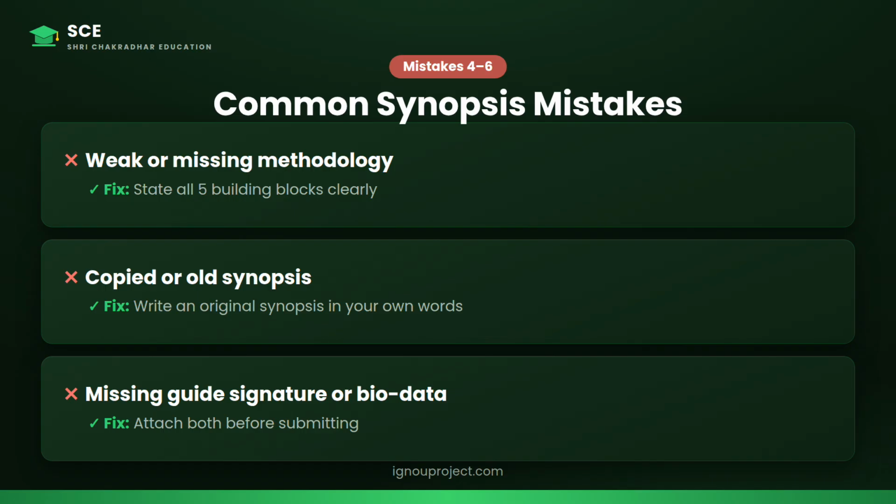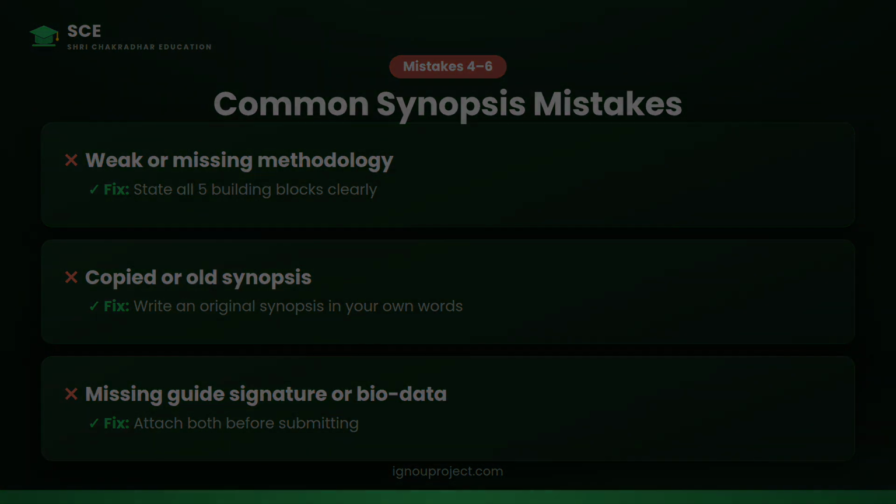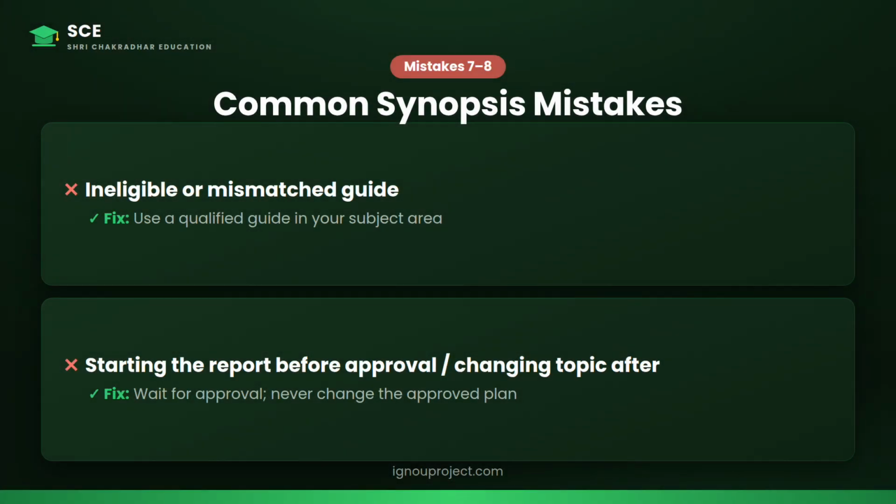Mistake 6. Missing the guide's signature or bio data. A synopsis without the signed Proforma and the guide's bio data is incomplete. The fix. Attach both before you submit. Mistake 7. An ineligible or mismatched guide. A guide without the required qualification or experience, or whose field does not match your project, can cause rejection. The fix. Choose an IGNOU approved counselor or a master's qualified professional with at least 5 years of managerial experience in your subject area.